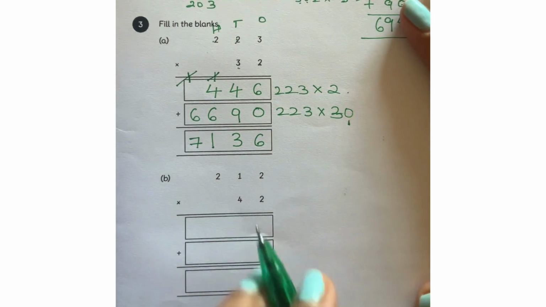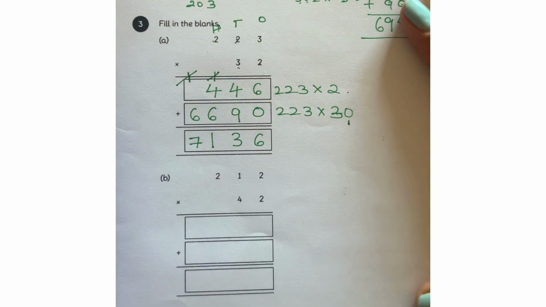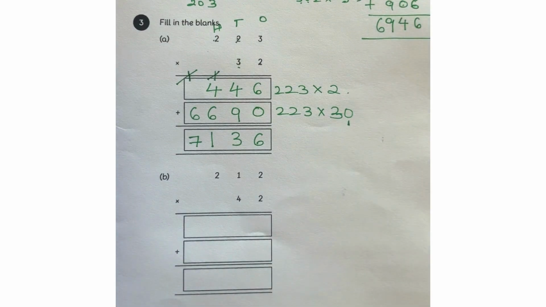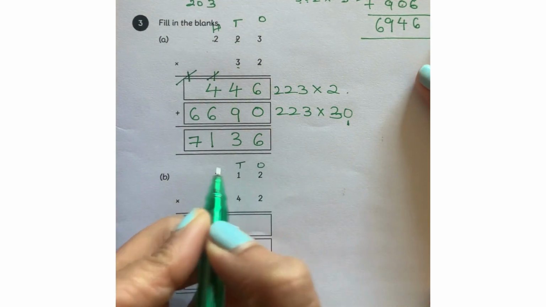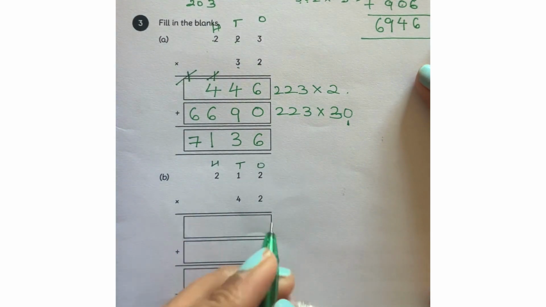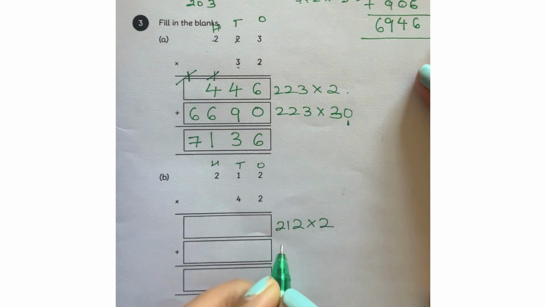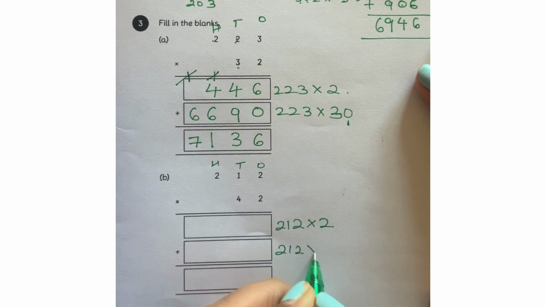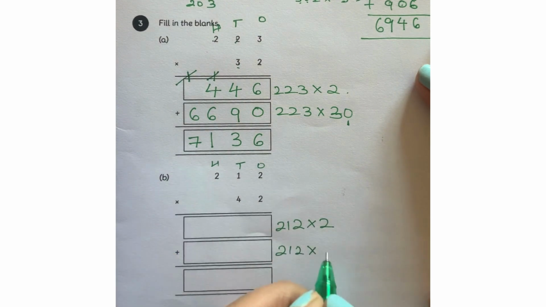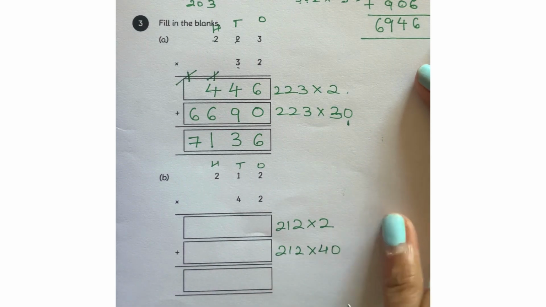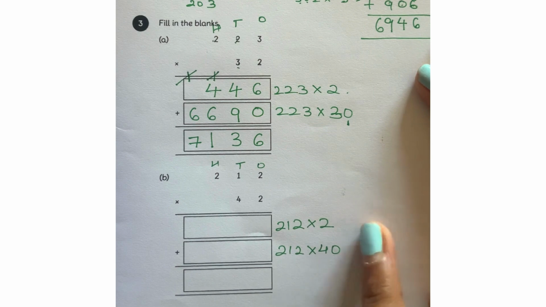Again, ones, tens and 100. Let's not forget the positioning. All right, so ones, tens, 100. What am I solving first? 212 times 2. 212 times, what is in tens position? 40. Perfect, you got it. So this will also ease for you what and how you have to solve.